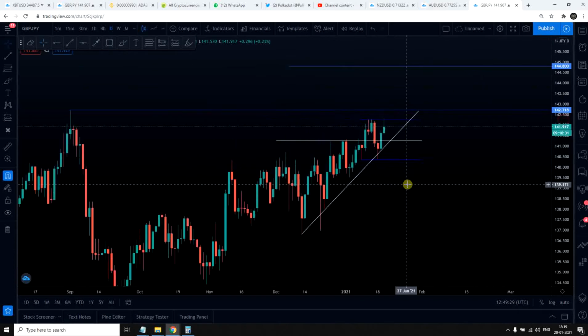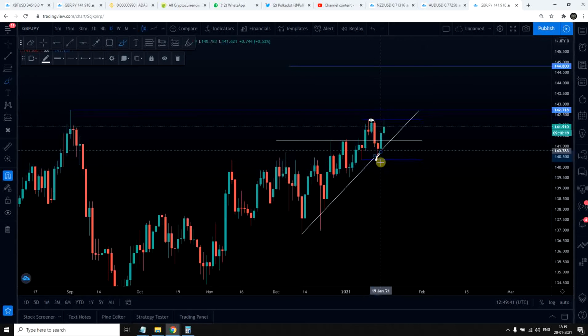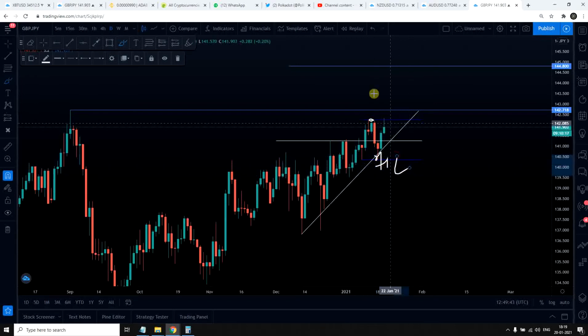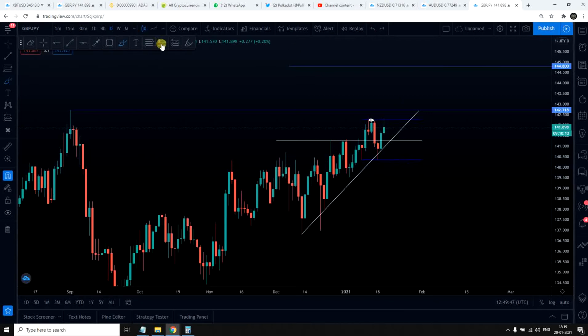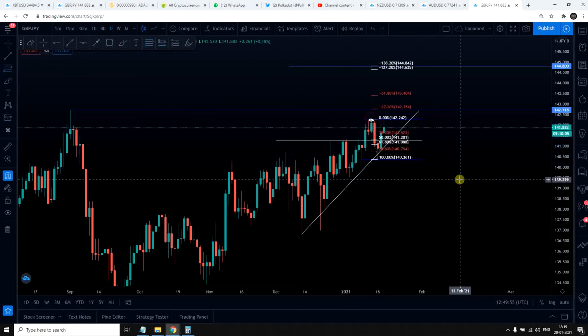We have to look for the structure. Higher high, higher low, higher high, higher low. Market is in a bullish structure. So this was our previous high, this was our previous higher low, right? So what next? We have to take the fibs, place it from higher low to higher high. That's it.